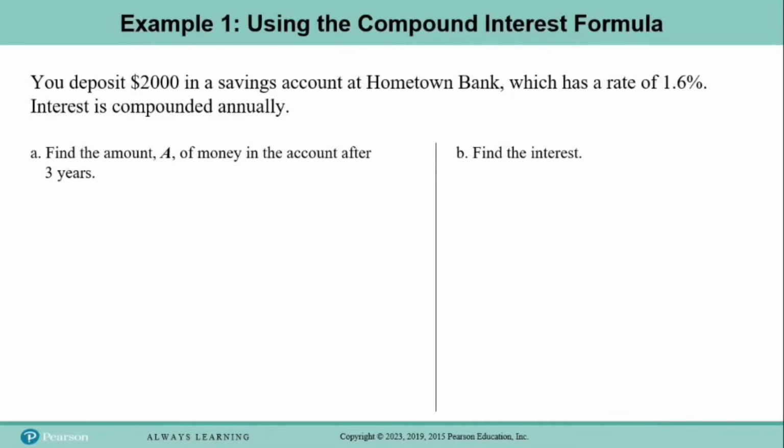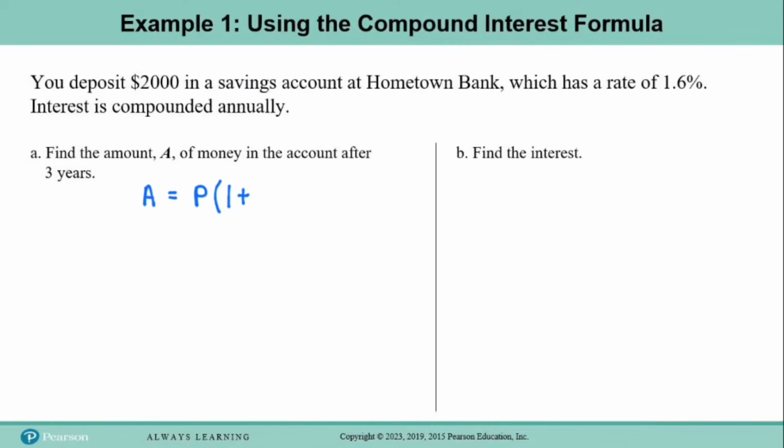Okay, so here's example 1, and we're just going to practice using our same compound interest formula. It says you deposit $2,000 in a savings account at Hometown Bank, which has a rate of 1.6%. Interest is compounded annually. Part A says find the amount A of money in the account after 3 years. So A, of course, is the future value. It's the amount that we will have at the end of 3 years.